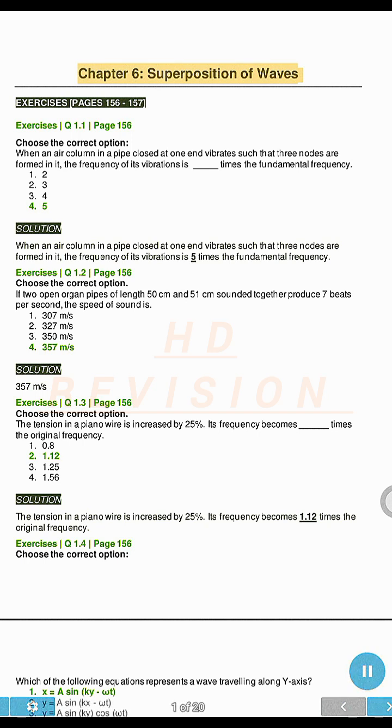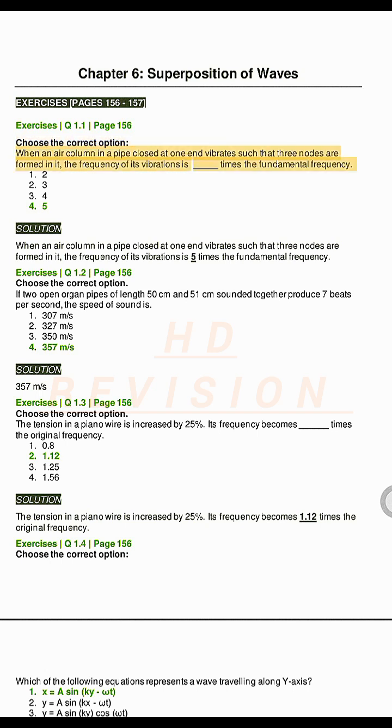Chapter 6. Superposition of waves. Exercises pages 156 to 157. Exercises Q1.1, page 156. Choose the correct option.